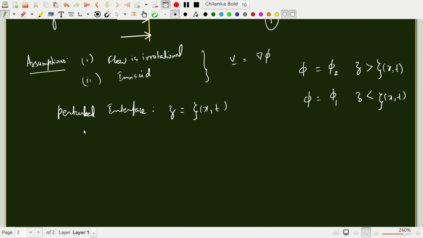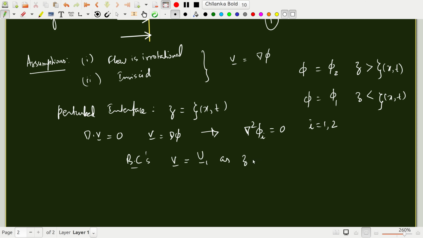Okay. Now we have incompressible flow. Del dot v is 0 and v is del phi. This means that del squared phi i is 0. i takes the label of the two fluids, and the BCs are such that v is equal to u1 as z goes to minus infinity, and v is equal to u2 as z goes to plus infinity. But u1 is del phi 1 and u2 is del phi 2.